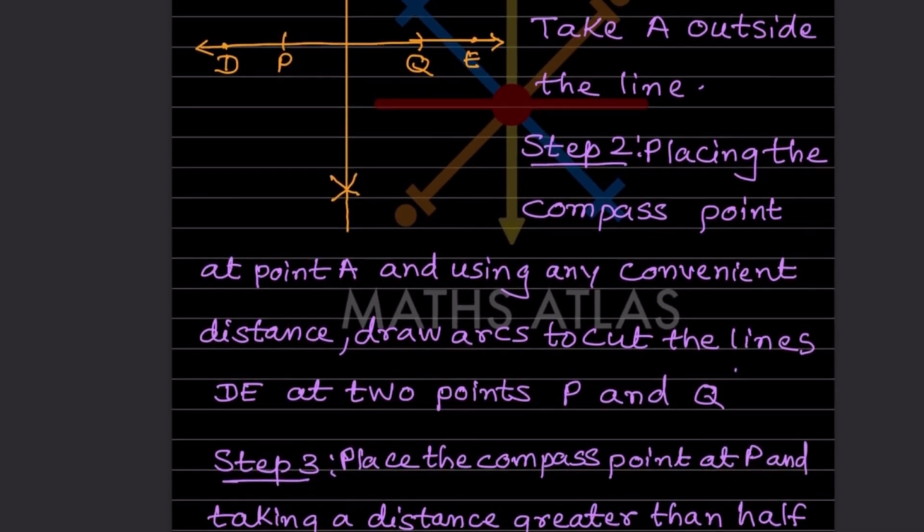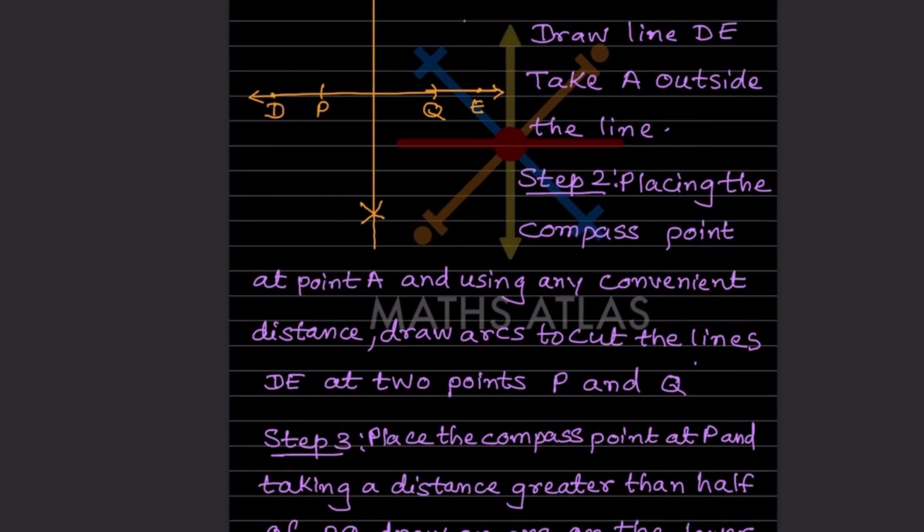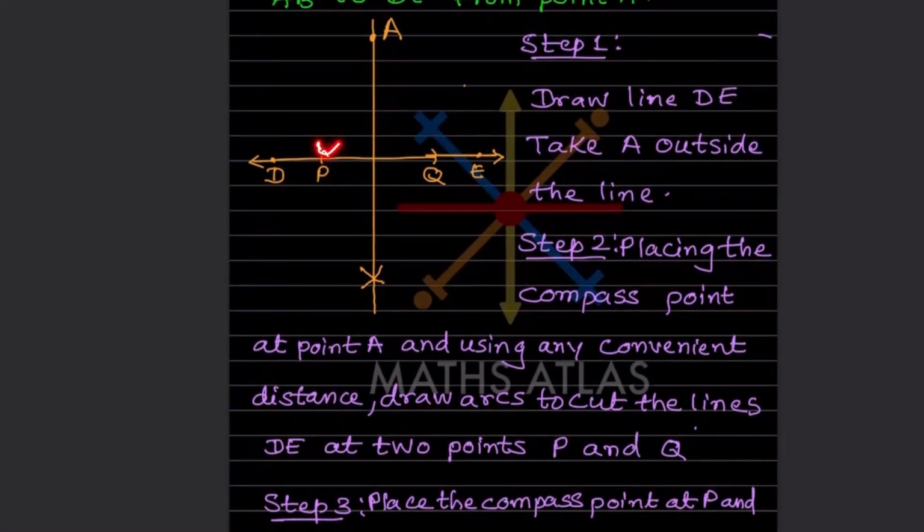So now the next step is to place the compass point at P. So you put the compass over here at this point, and take a distance greater than half.